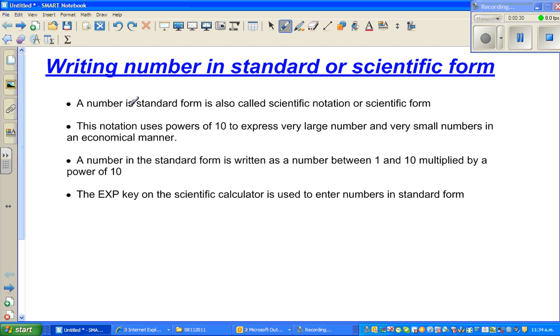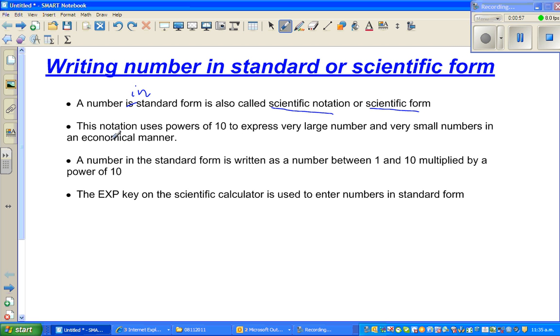A number in standard form is also called scientific notation or scientific form. I'll come to that later. I'll explain what scientific notation is. So these two are the same. Scientific notation and scientific form are one and the same.